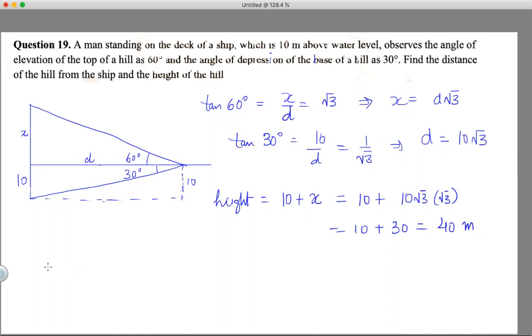So there are two answers in this. The height is this and the distance is 10 root 3 meters. Ensure that you write both the answers. Don't miss out an answer there.